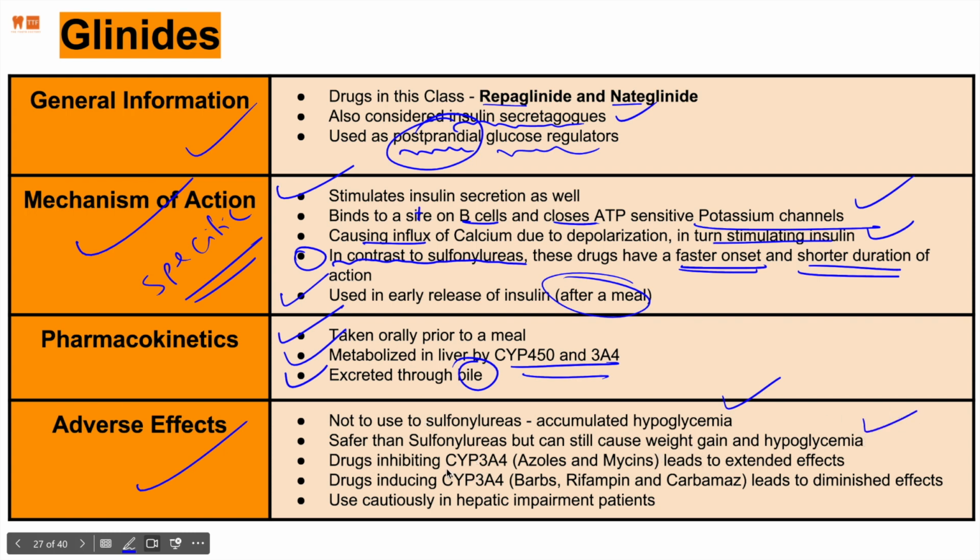Drugs inhibiting 3A4, which are azoles and mycins, lead to extended effects. Drugs inducing 3A4, such as barbs, rifampin, carbamazepine, lead to diminished effects. So, a very simple concept of enzyme induction and enzyme inhibition, and this is explained in our general pharmacology lectures ahead. Use cautiously in hepatic impairment because it is metabolized primarily in the liver. Okay.